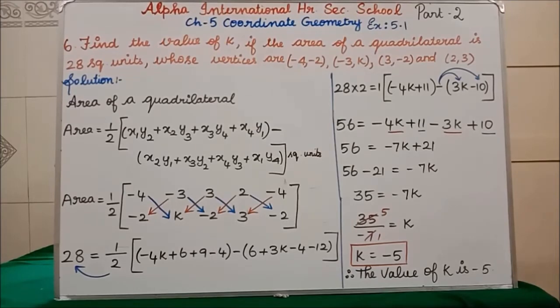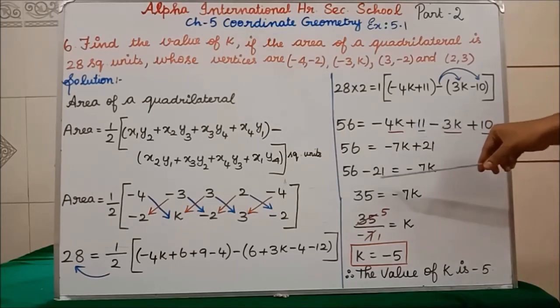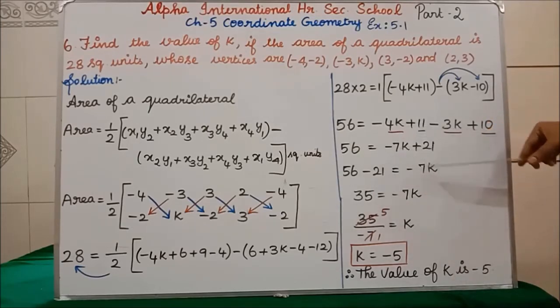See, minus 4k minus 3k is minus 7k. Plus 11 plus 10 is plus 21. Clear? Next step, this 21, if it goes to that side, becomes minus 21. Equal to, remaining, minus 7k. So 56 minus 21 is 35. If you divide by minus 7, we get k equal to minus 5, because in our table 35 comes 5 times, and since we have minus here, so minus 5. Therefore, the value of k is minus 5. That's all, the sixth problem is over. Clear all of you? This is very simple and easy.